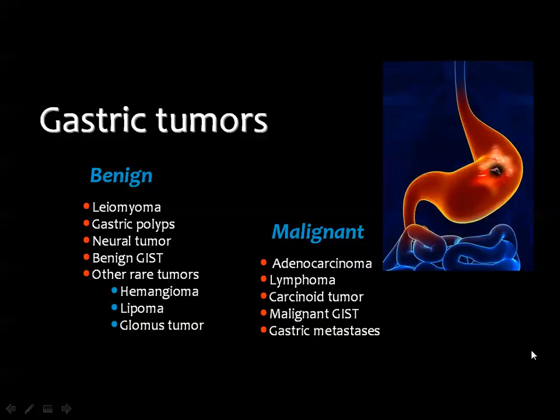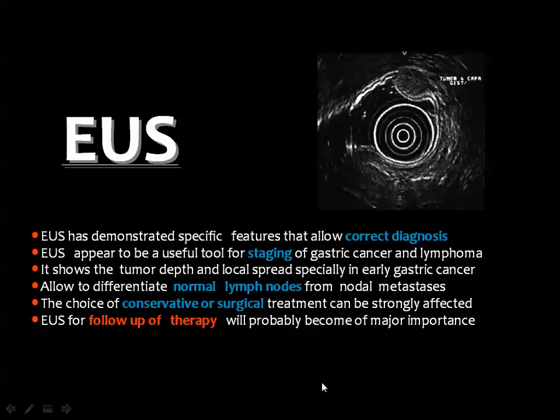The benign lesions include leiomyoma, polyps, neural tumor, the benign form of GIST, and other relatively rare lesions. Malignant lesions include adenocarcinoma, lymphoma, carcinoid tumor, a malignant form of GIST, and finally gastric metastasis.